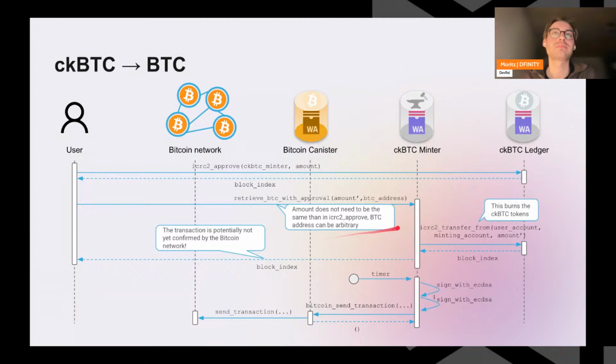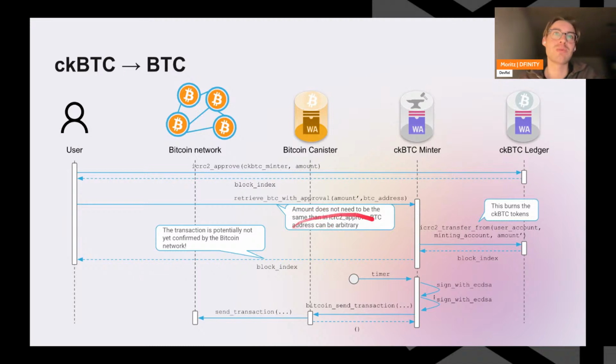Next step, you see this amount tick here. That's because I said, right, it has to be at least, or it can be at most the amount that you specified up here. So the CKBTC minter cannot spend more CKBTC than what you approved it for.